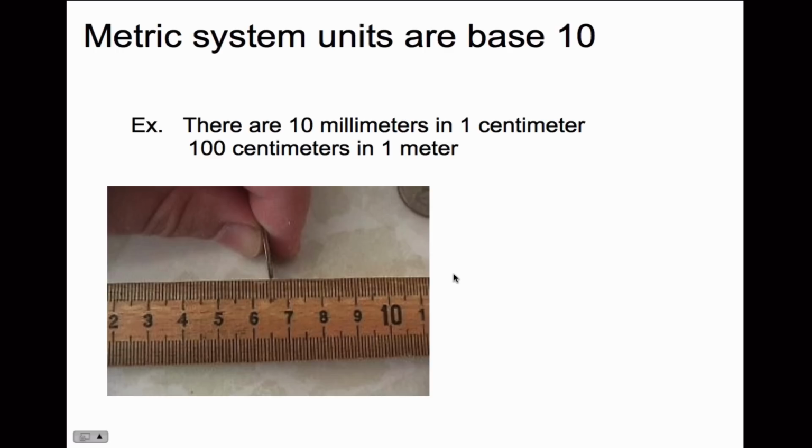And metric system are units in base 10. So it always goes by 10. This gives us a really easy way to convert from millimeters to centimeters to meters, because there are 10 millimeters in a centimeter, and there are 100 centimeters in a meter. So it's really easy for us to go back and forth in between those measurements.